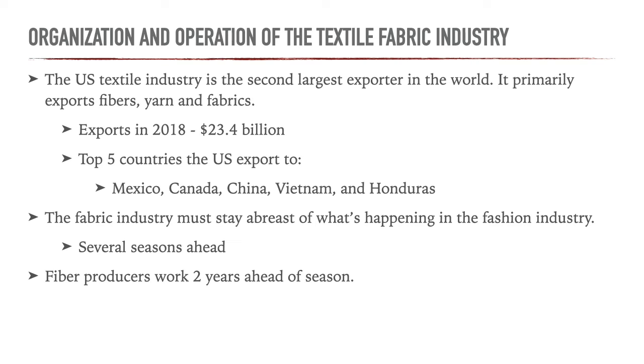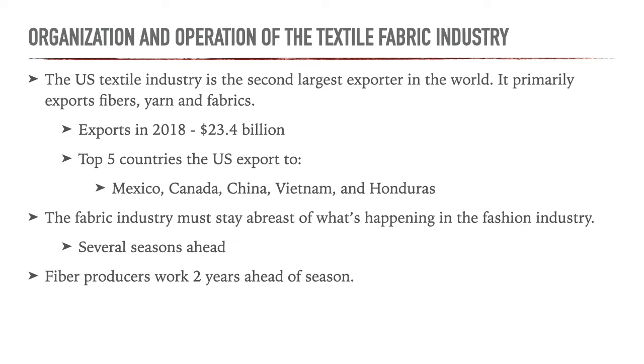Organization and operation of the textile fabric industry. The U.S. textile industry is the second largest exporter in the world. We primarily export fibers, yarn, and fabrics. In 2018, we exported $23.4 billion in textiles. The top 5 countries that the U.S. exports to are Mexico, Canada, China, Vietnam, and Honduras.